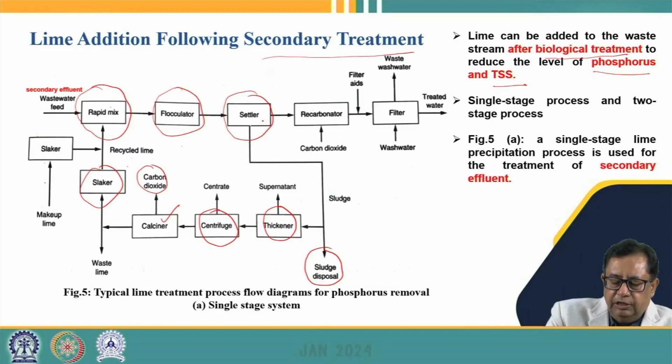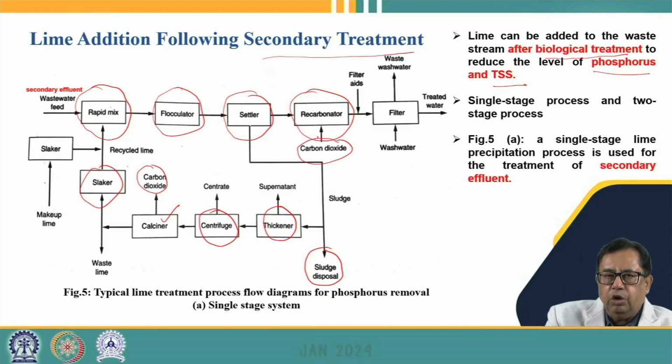So after the settling, the effluent is taken to a recarbonator because the pH values are very high. So we have to add carbon dioxide to it so that the pH can be reduced, and then we can pass it through a filter, and finally after the filtration we can dispose of the treated water safely.